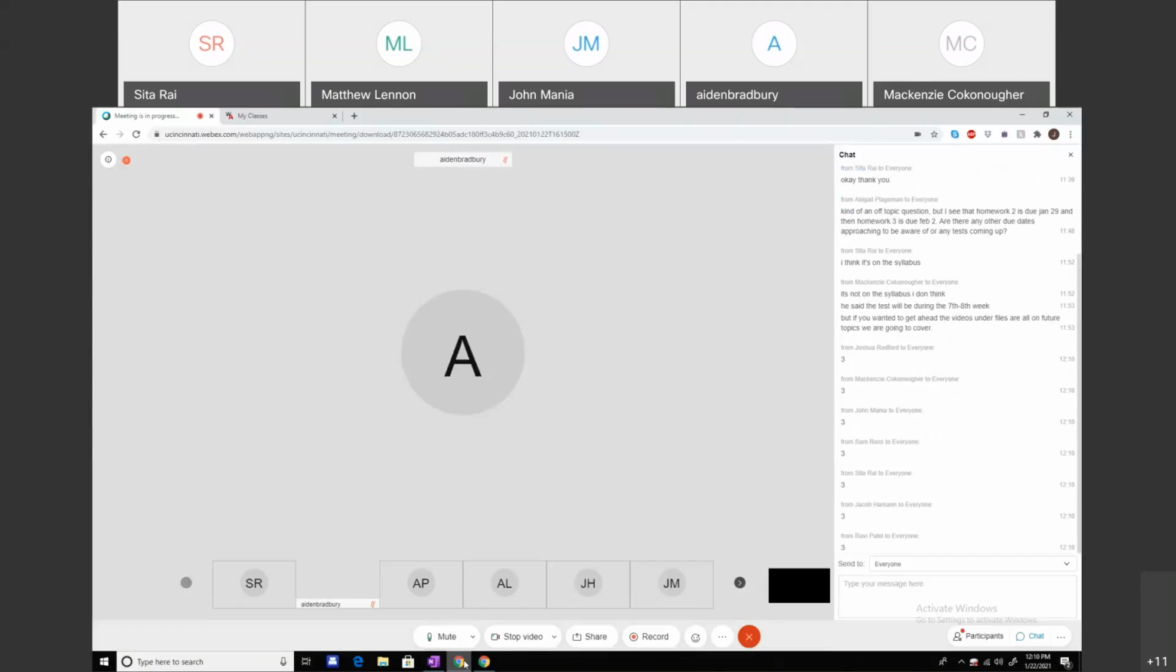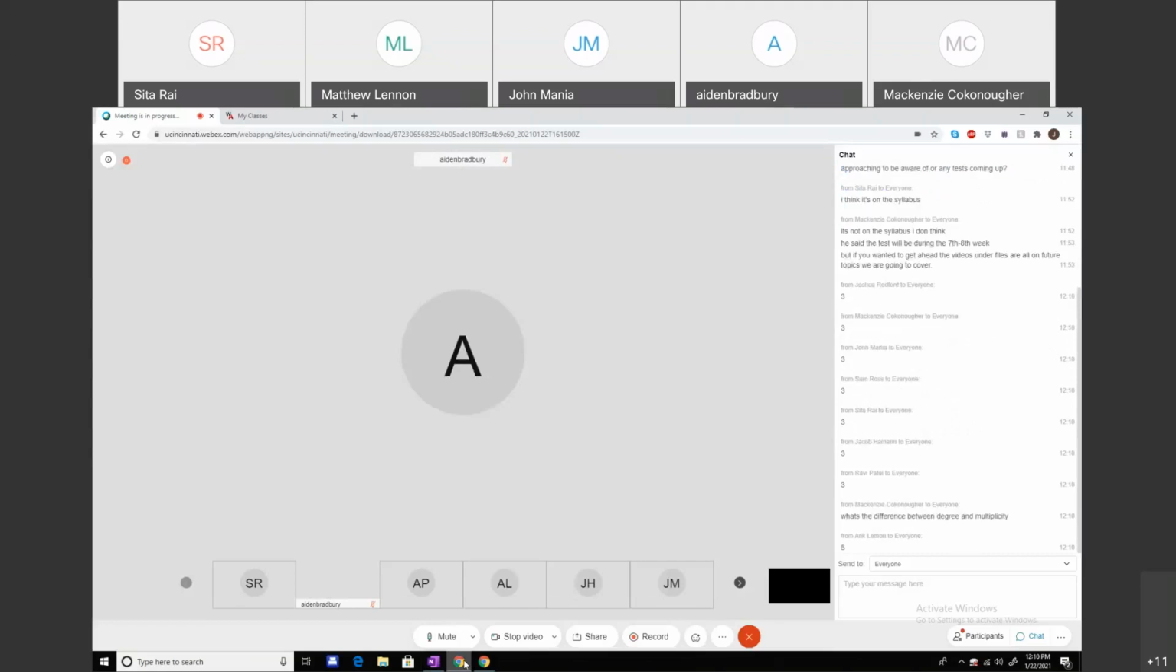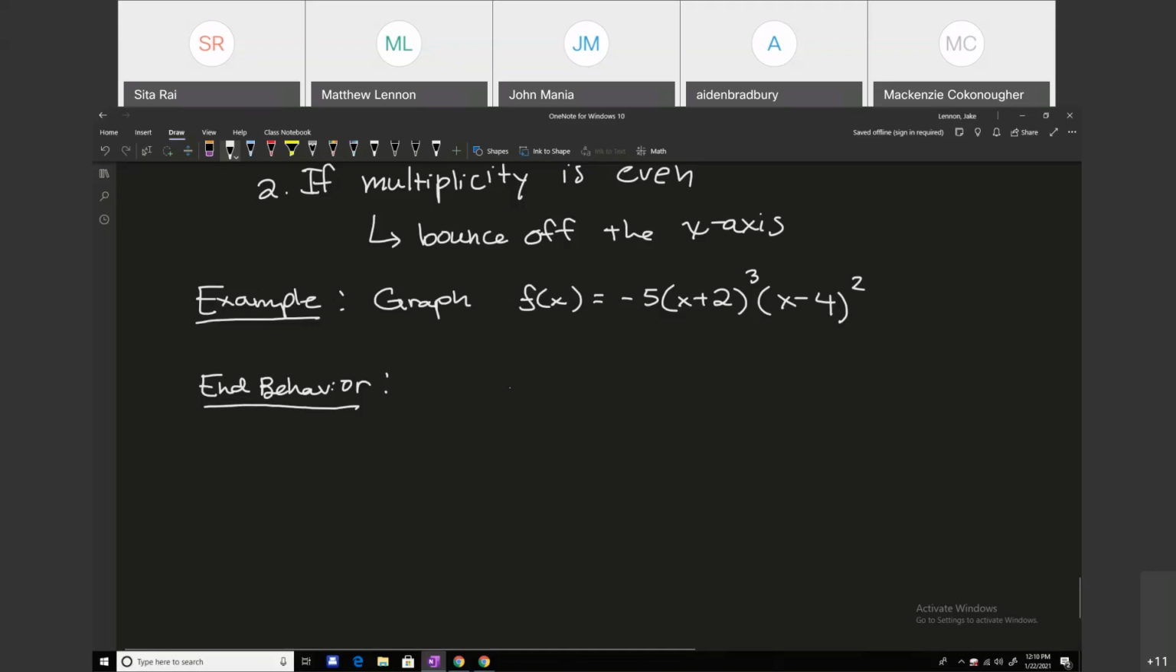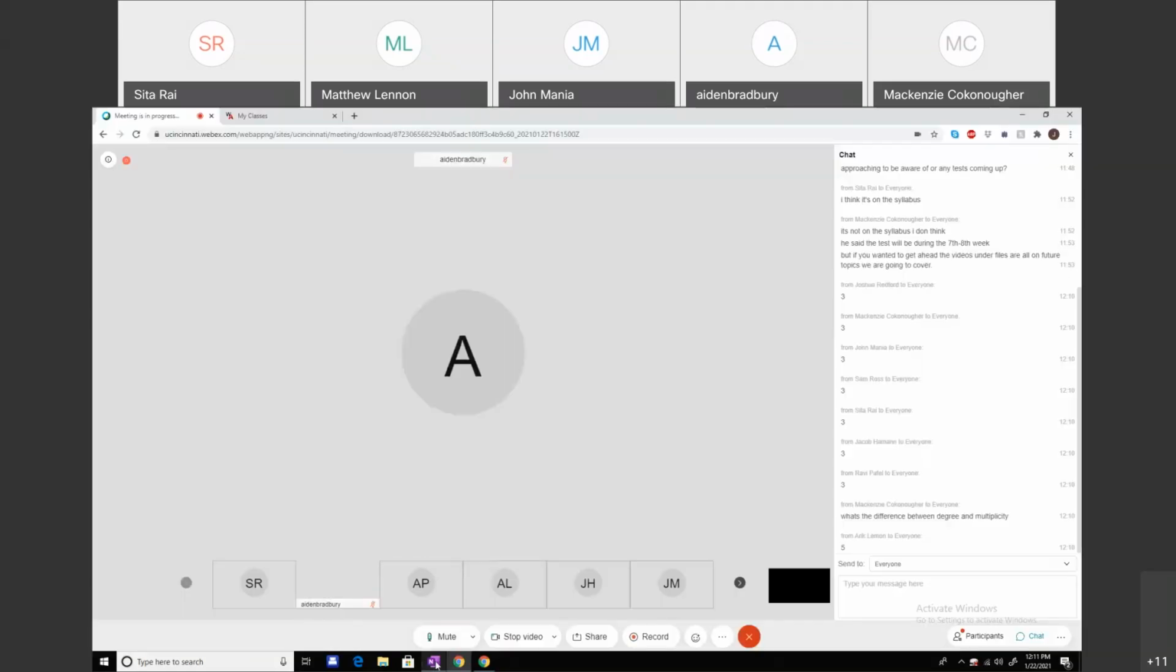Okay, a lot of 3s. I see a 5. So that's a good question. What's the difference between degree and multiplicity? Degree would be the highest power of x if you multiplied everything out. The multiplicity of the x plus 2 factor is 3, and the multiplicity of the x minus 4 factor is 2. So multiplicity applies to a specific root, whereas degree applies to just the highest power you would see if everything were completely expanded. Any more guesses? 3 or 5?